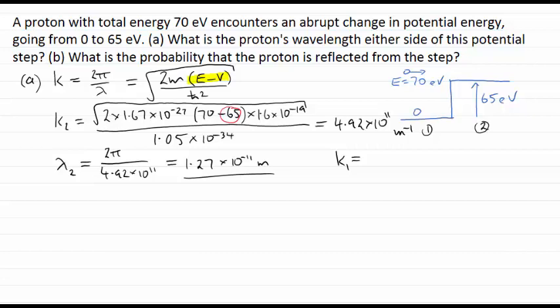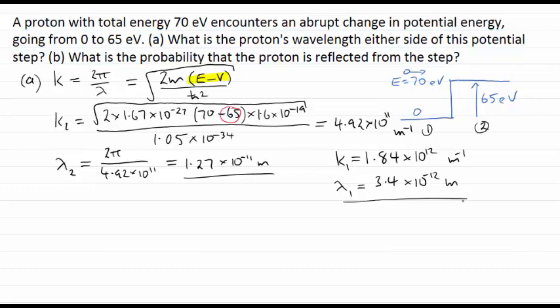you'll wind up with a number here for K1, the wave number in region 1, of 1.84 multiplied by 10 to the 12, and that will also be in inverse meters. And then when we calculate the wavelength that corresponds to that wave number in region 1, that is 2 pi divided by that value there, we'll wind up with a wavelength there of 3.4 by 10 to the minus 12 meters.